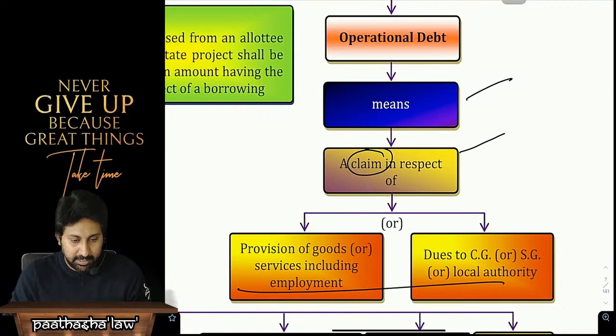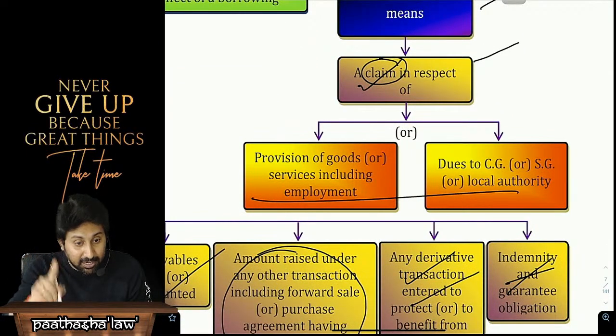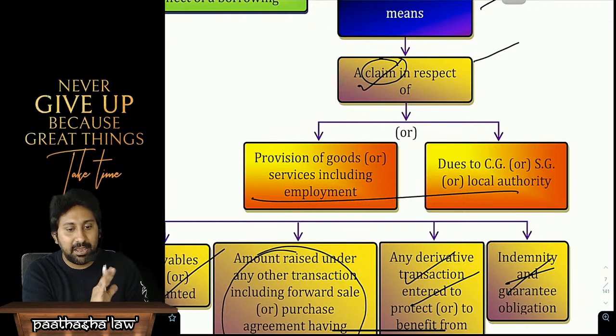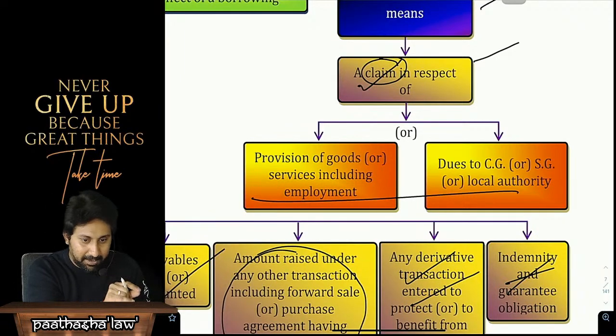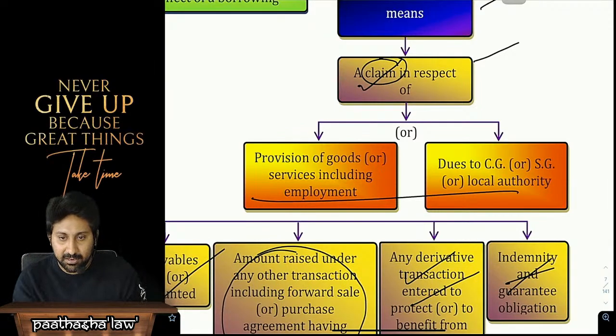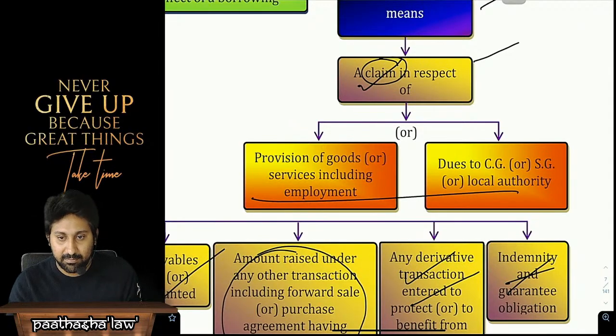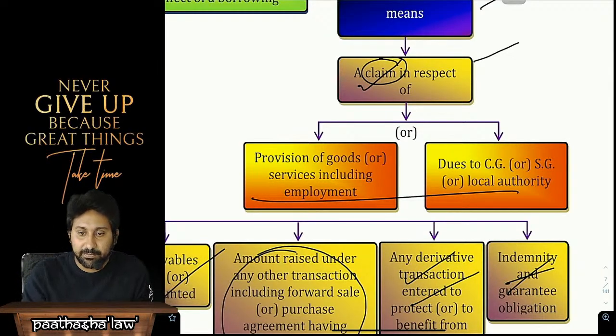Okay, yeah. Next issue. Operational debt means a claim. Everyone need not claim. If one person claims and starts CIRP, others will automatically come inside. Do you know why others will automatically come inside? Anyway, the committee of creditors will be formed, and financial creditors are less in number, not like operational creditors.